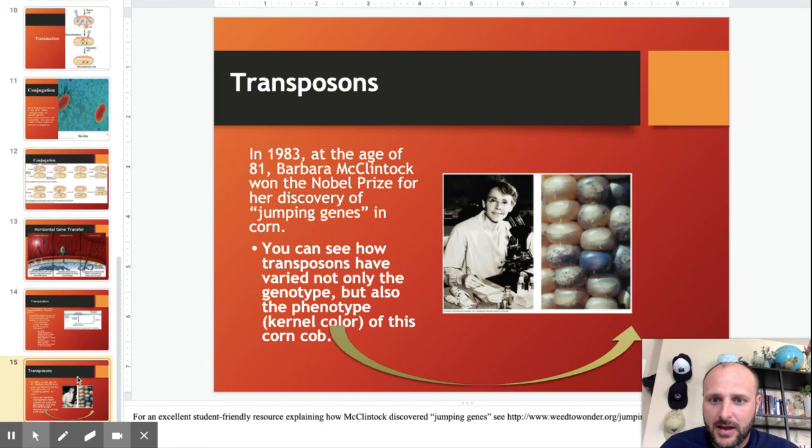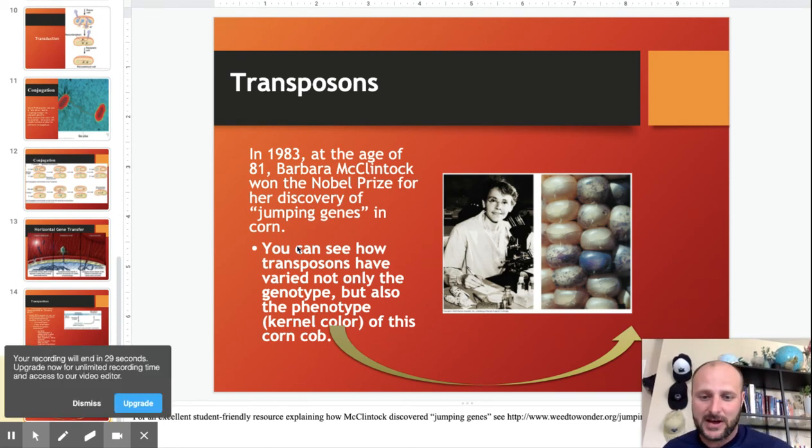In 1983, at the age of 81, Barbara McClintock won the Nobel Prize for discovering jumping genes. But back when she was doing the work, women were underrepresented in science and sometimes didn't get the credit they deserved. So at least she was able to get this during her lifetime.